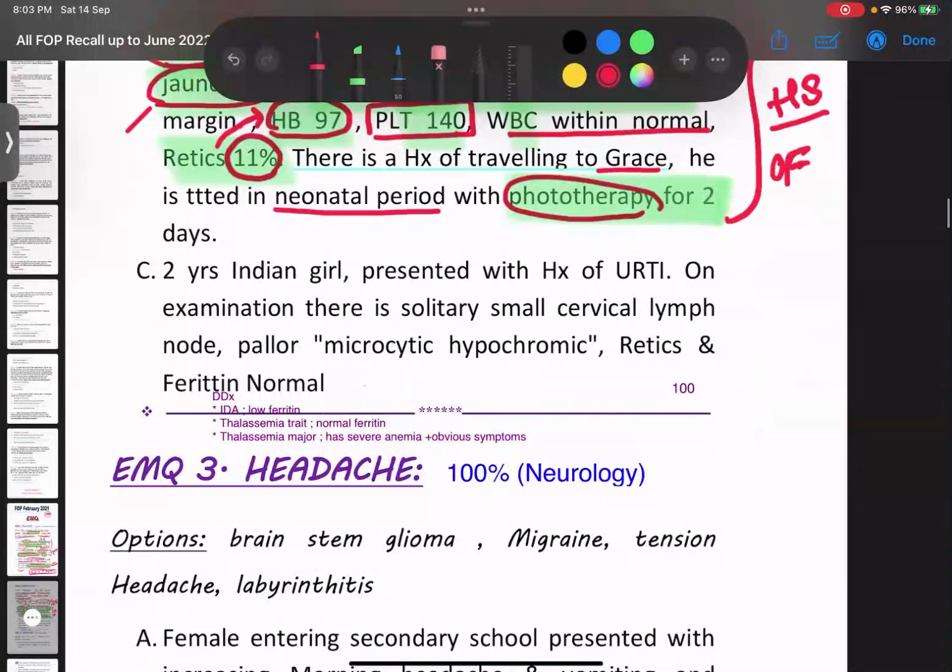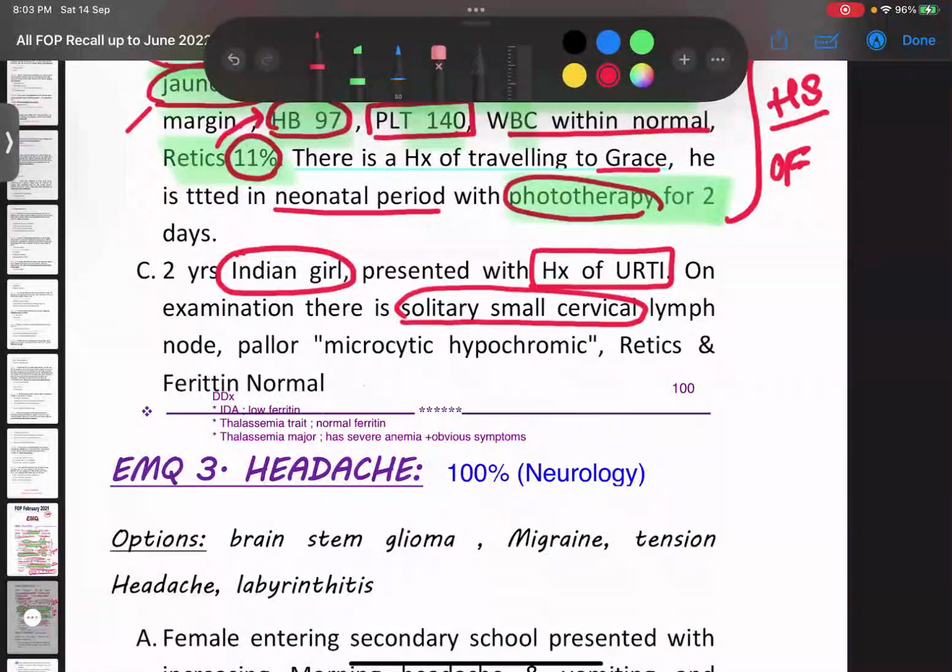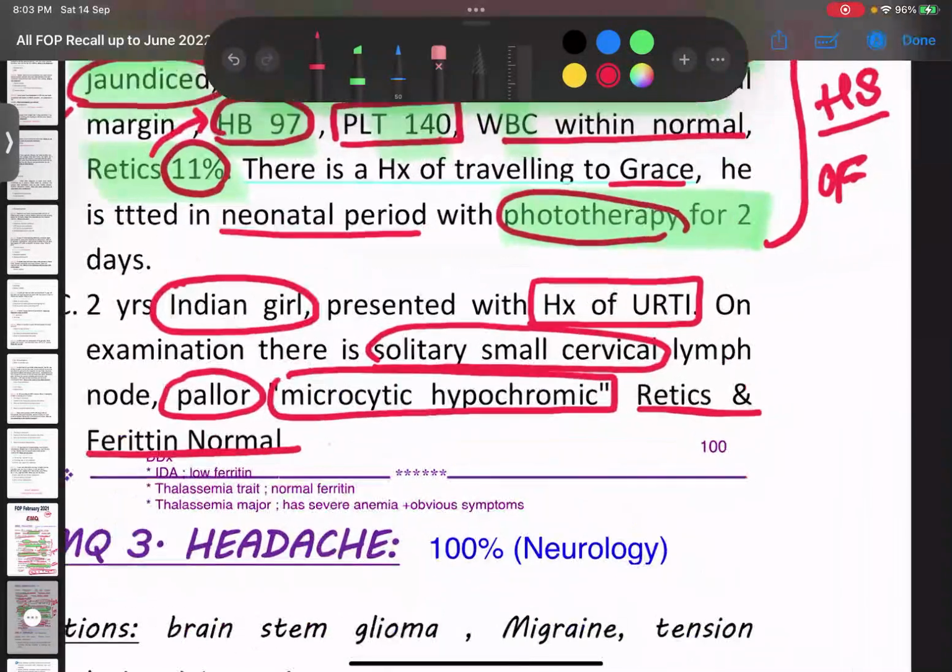Okay. Next one, Indian girl presented with history of upper respiratory tract infection. On examination, there is solitary small lymph nodes, and she is pale. So pallor is there with microcytic hypochromic anemia, and reticulocytes are normal. Ferritin is normal. What do you think is the diagnosis?